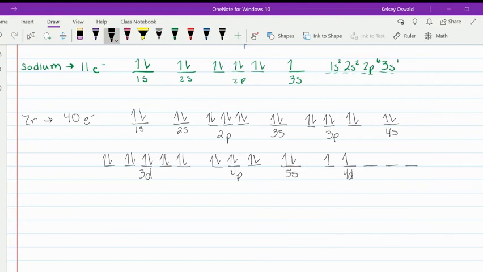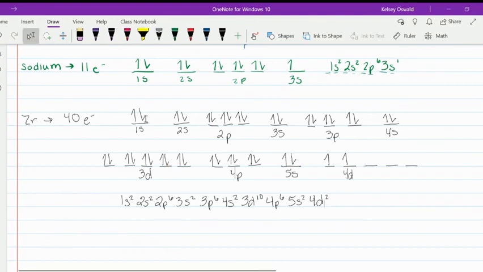And if we want to describe where each one is, we could say we have 2 in the 1s, 2 in the 2s, 6 in the 2p, 2 in the 3s, 6 in the 3p, 2 in the 4th energy level making a sphere, 10 in the 3rd energy level making a daisy, 6 in the 4th energy level making a peanut, 2 in the 5th energy level making a sphere, and 2 in that 4th energy level making a daisy.